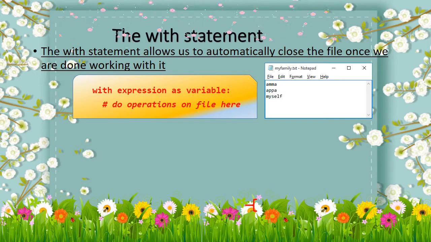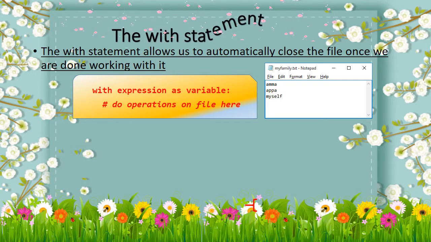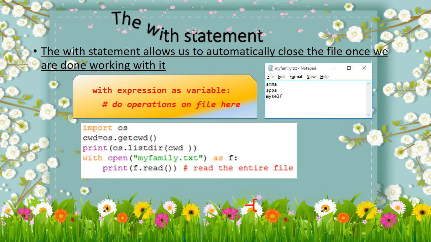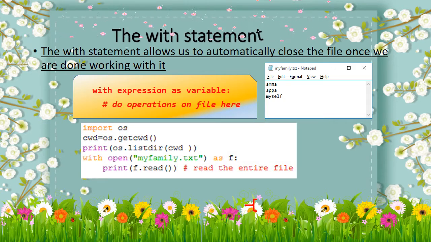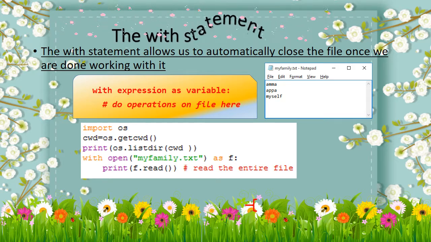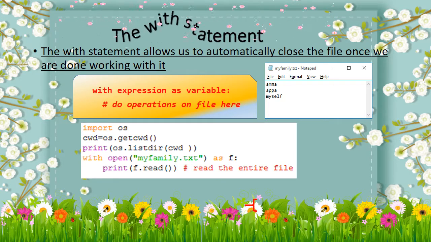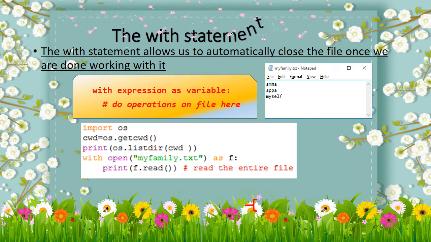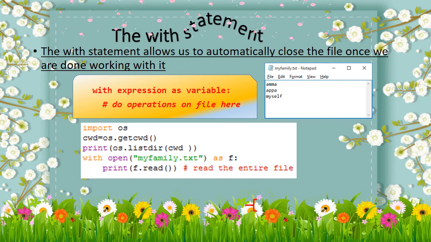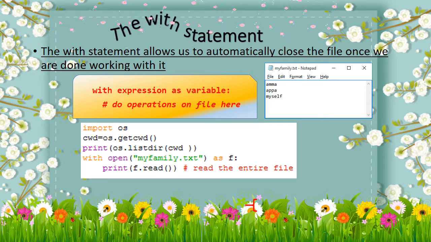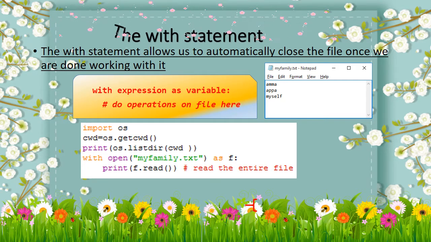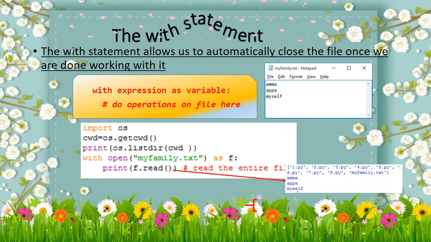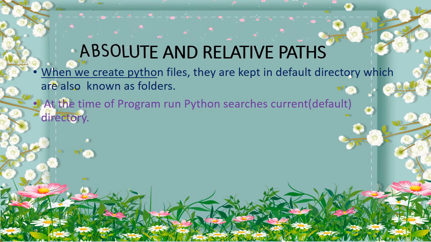The variable indicates the file object. Consider the file myfamily.txt, which contains 3 lines. First I am getting the current working directory, and the list directory function lists out the files contained in it. Next I'm opening the file myfamily.txt in the current working directory using the with statement. Then I read all the characters.